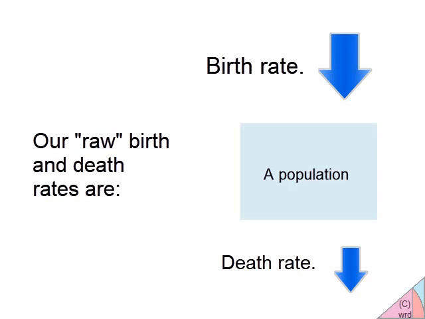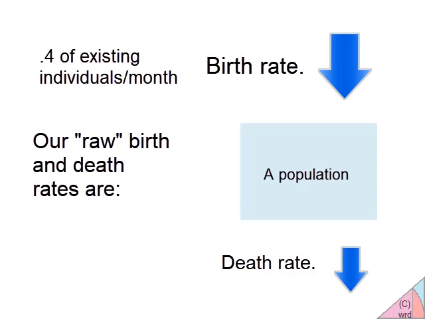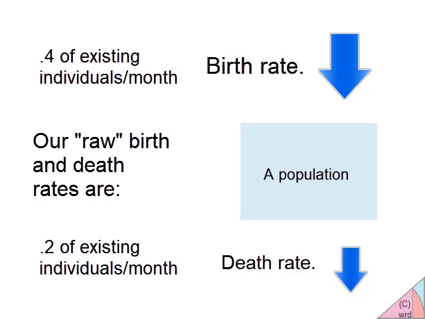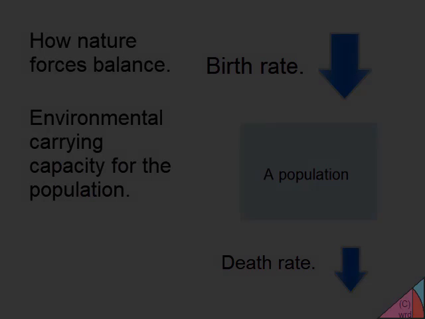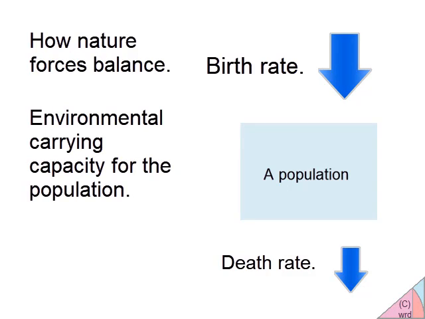The fish in our simplified fish farm reproduce at a rate of 0.4 of existing individuals per month. Their natural death rate is 0.2 of existing individuals per month. This gives us a fast-developing model. Our simplified fish farm has an environmental carrying capacity for population. The volume of water and its bottom area, where the young can hatch and hide among the rocks, is fixed.